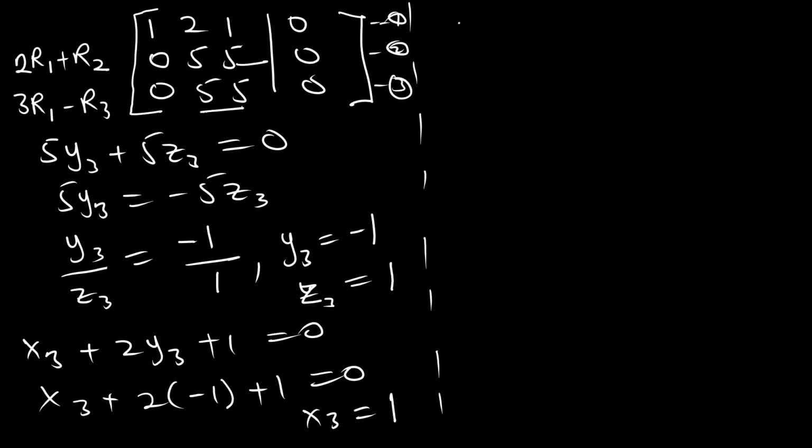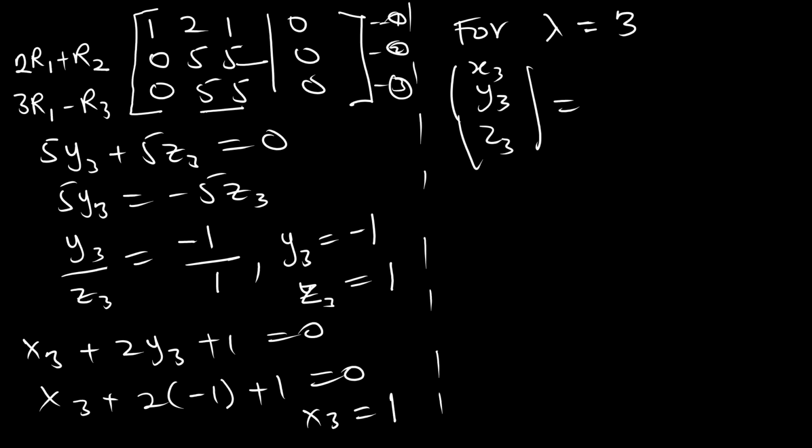So I can conclude that for lambda is equal to 3, we can also find its eigenvector. And its eigenvector x3, y3, and z3 is going to give us 1, negative 1, and 1 for that. So it's quite interesting. You should always find the lambda values and find its corresponding eigenvector.